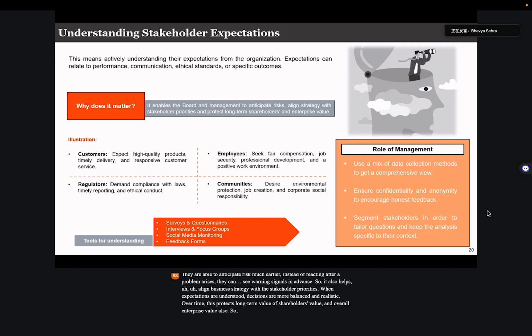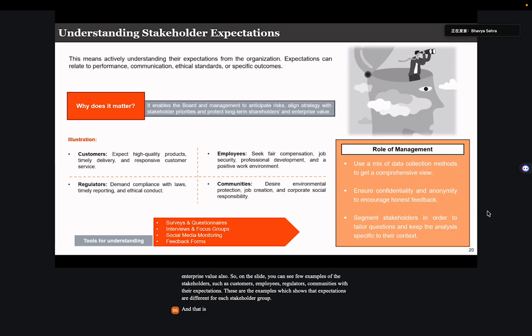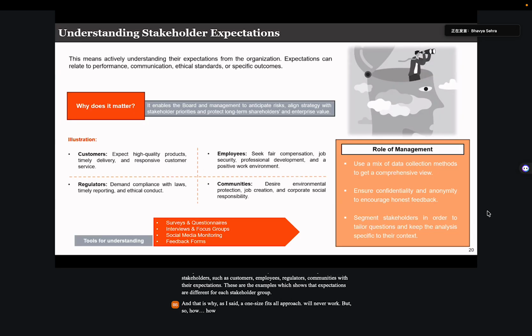So on the slide, you can see a few examples of the stakeholders such as customers, employees, regulators, communities with their expectations. These are examples which show that expectations are different for each stakeholder group. And that is why, as I said, a one size fits all approach will never work. But how do companies actually understand these expectations?